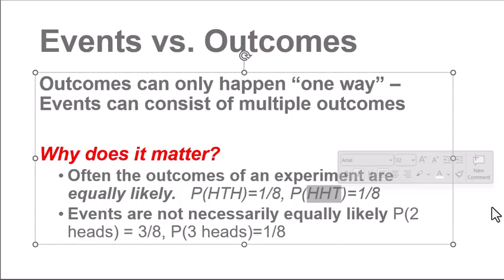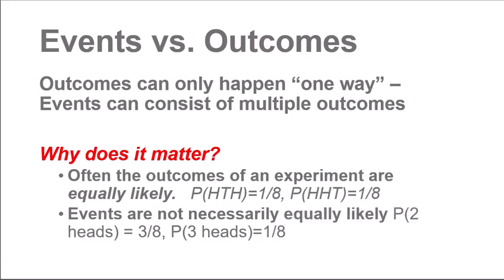The events that we talked about, getting 2 heads or 3 heads, are not equally likely. Because there were 3 different ways to get 2 heads, the probability of that event is 3/8. And since there was only one way to get 3 heads, the probability of that event would be 1/8. So we often need to break down our events into their constituent outcomes in order to find their probabilities.